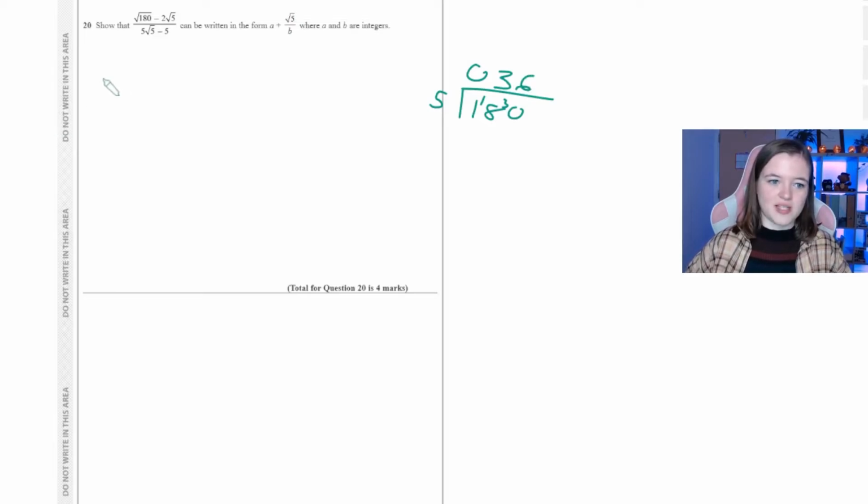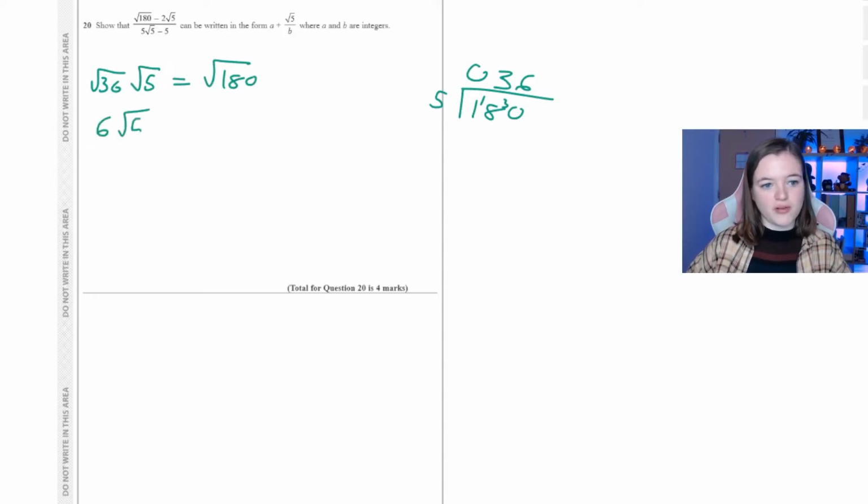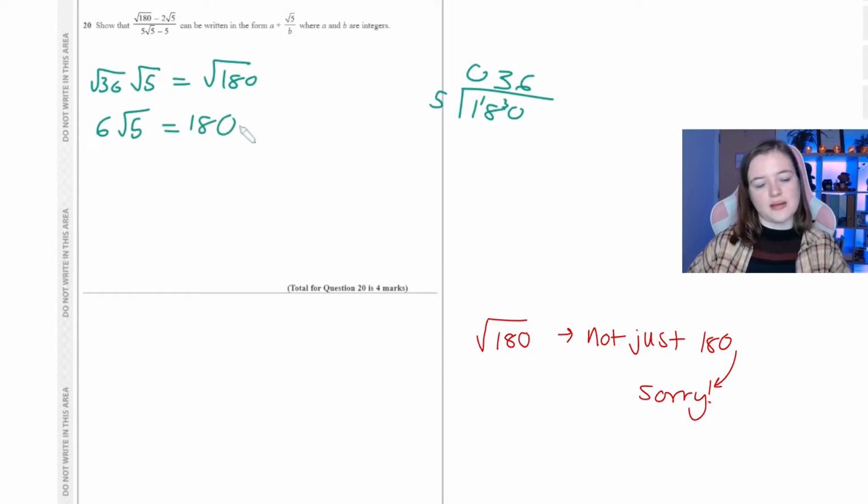So let's write it out. Then we've got root 36 times root 5. That's root 180. And then I can root this, root 36. That's just 6. So 6 root 5 is equal to root 180. Okay, let's put that back in there.